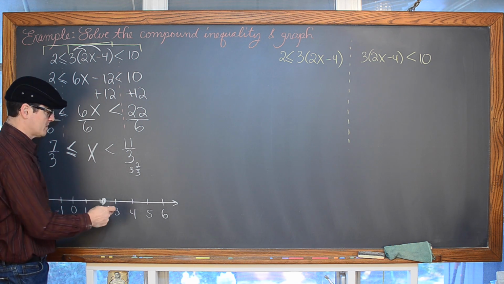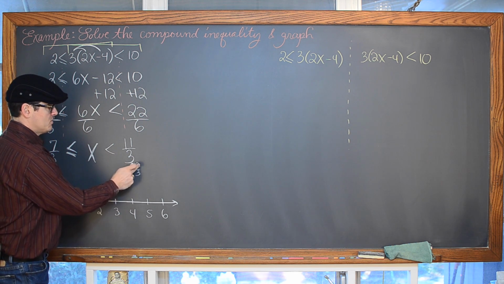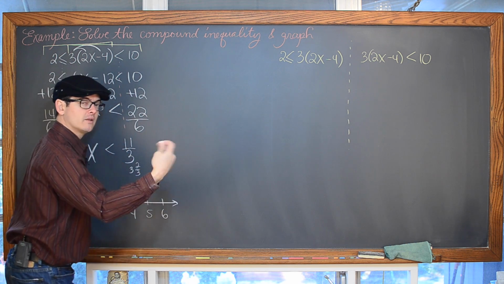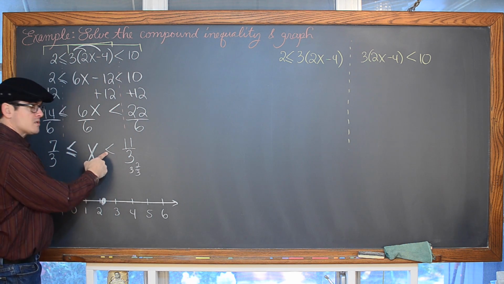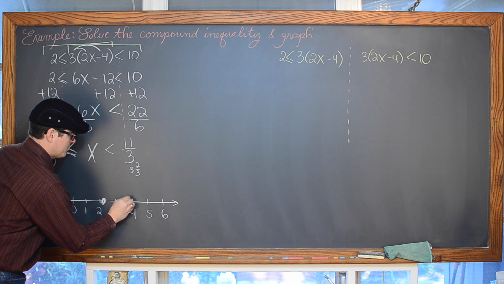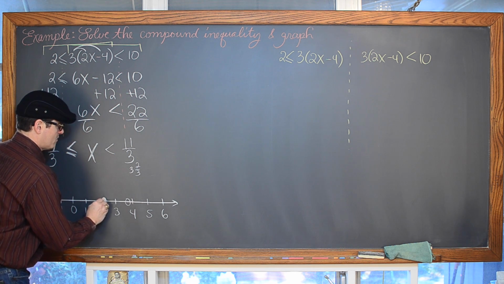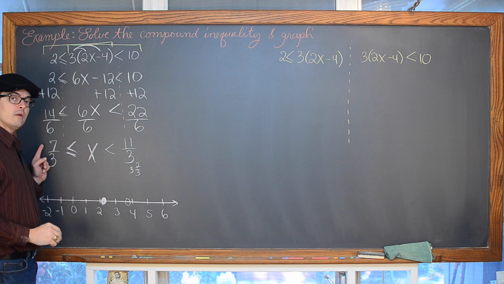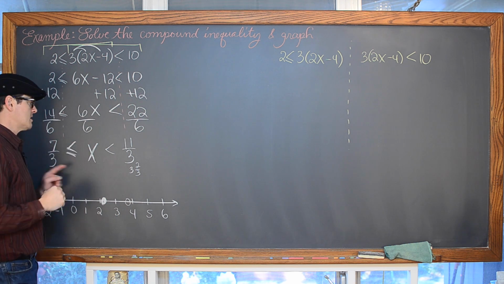Like 1 divided by 2 is 0.5 right in the middle. And 2 divided by 3 is 0.6 repeating. It's a little bit larger than 0.5. Now there's no equal sign here, so we're going to put an open dot close to 4, and we are looking for x's greater than 7 over 3, so we're moving to the right.